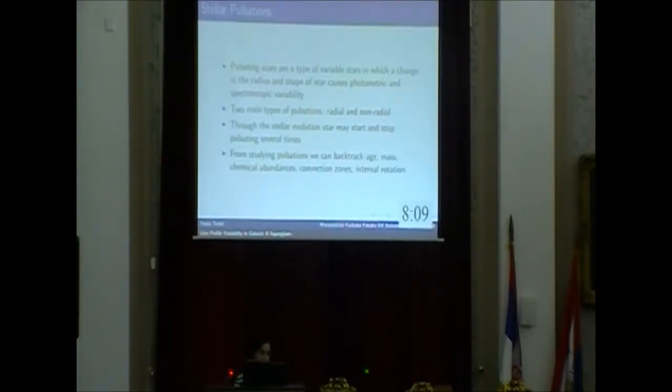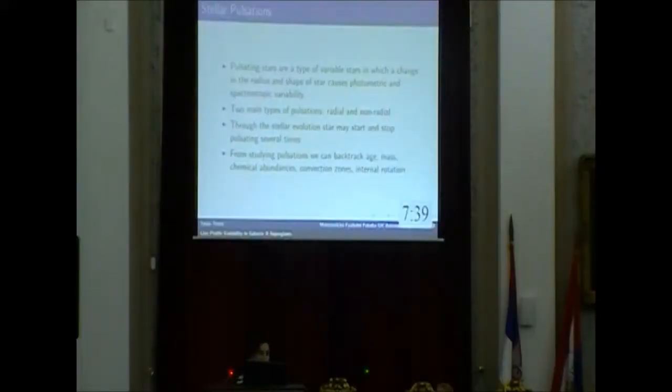During my master thesis, I studied the line profile variability of H alpha and of photospheric lines. Photospheric lines in B supergiants show variability in radial velocities, and this variability is due to stellar pulsations. Pulsating stars are a type of variable star which change in radius and shape. The change of the radius doesn't have to be radial. The star may expand in one place while it contracts in another, so the change of shape is not symmetric anymore.